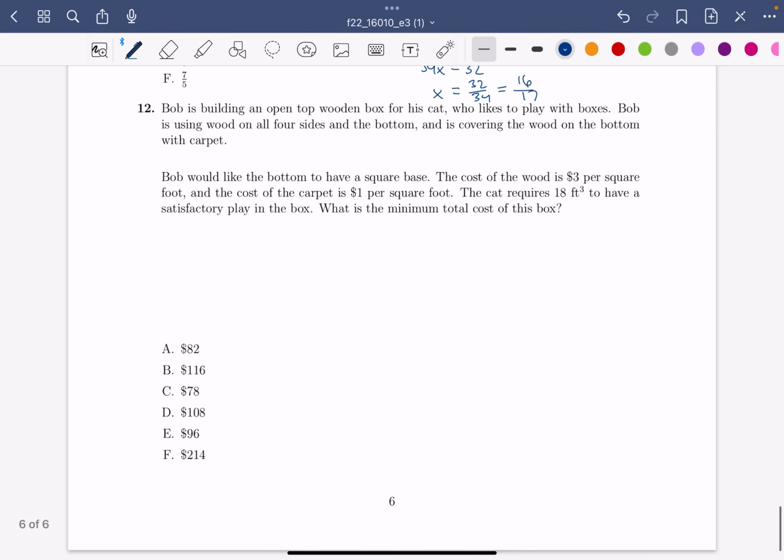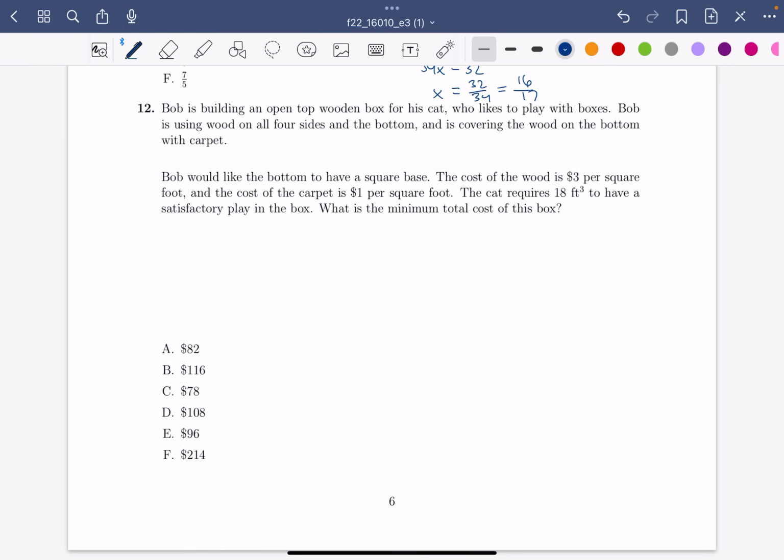And last question. Bob is building an open top wooden box for his cat who likes to play with boxes. Bob is using wood on all 4 sides and the bottom and is covering the wood on the bottom with carpet. Bob would like the bottom to have a square base. The cost of the wood is $3 per square foot, and the cost of the carpet is $1 per square foot. The cat requires 18 feet cubed to have a satisfactory play in the box. What is the minimum total cost of the box?